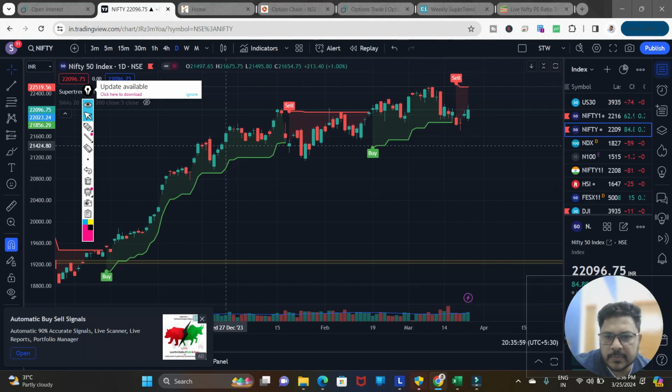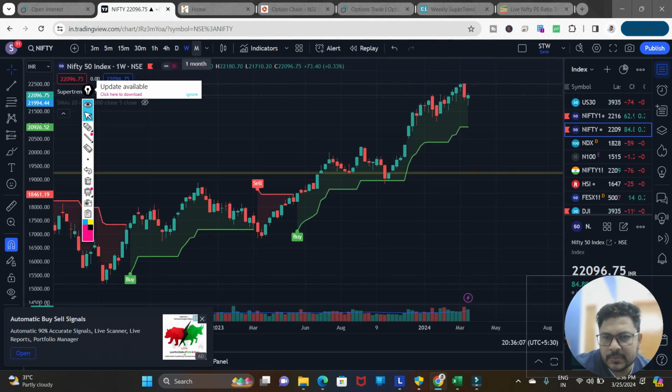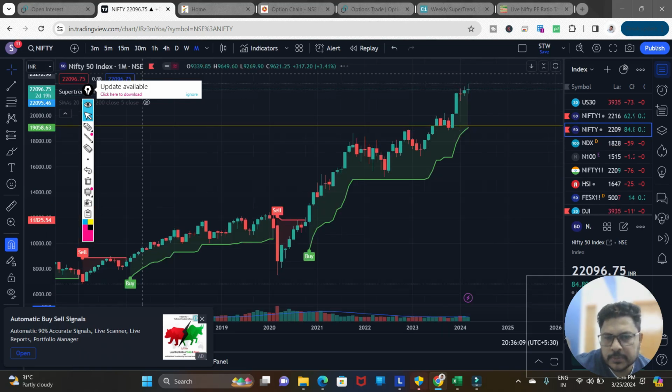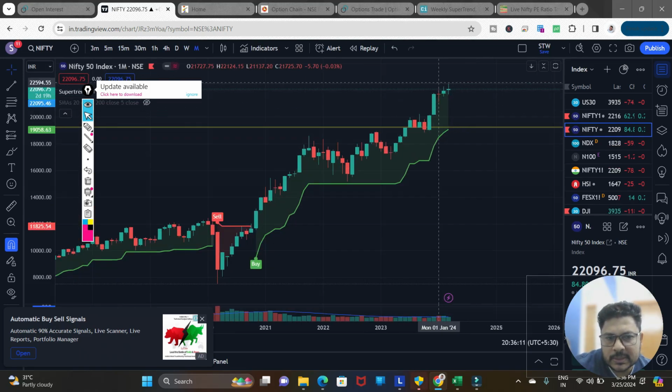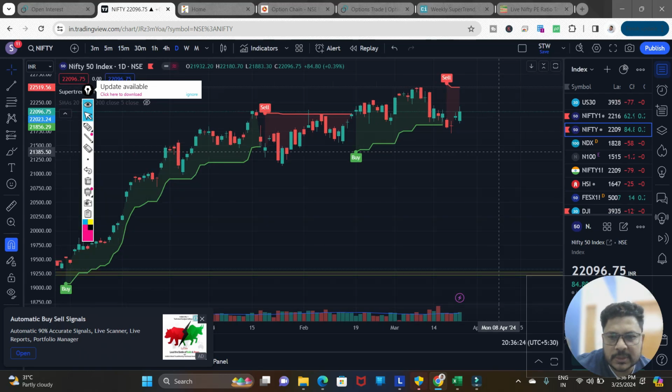So here, let me start with Nifty. Nifty is in a bearish trend on a daily time frame. Weekly is indecisive, monthly is bullish. But you can see the candles which have been forming here for the last 3 months. These are all narrow range candles, which is not good. So we can expect some kind of volatile moves in the market. One day it can be up, one day it can be down.